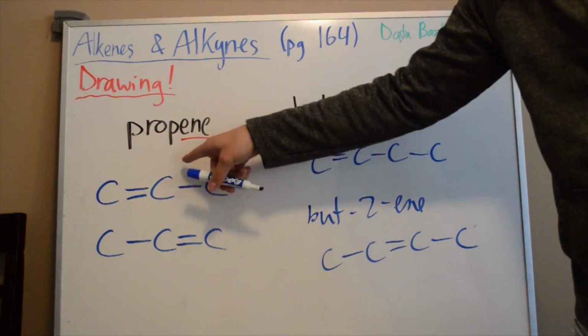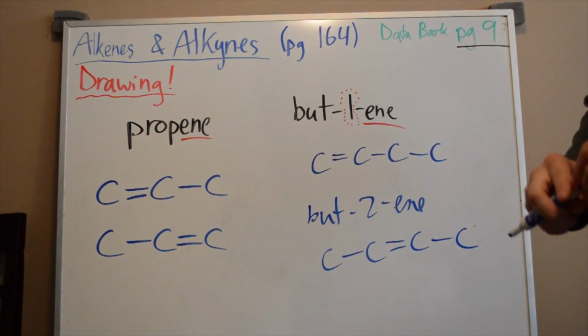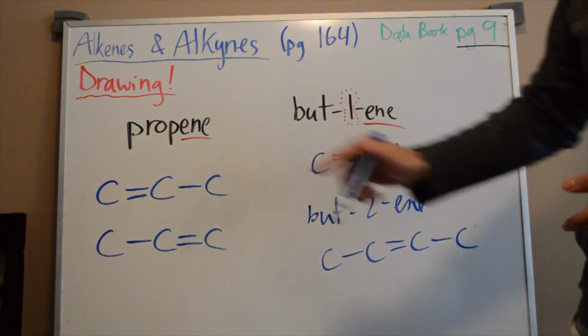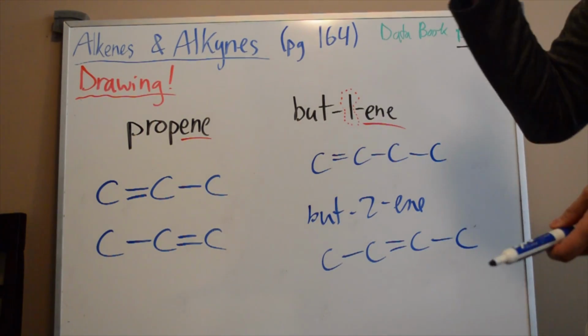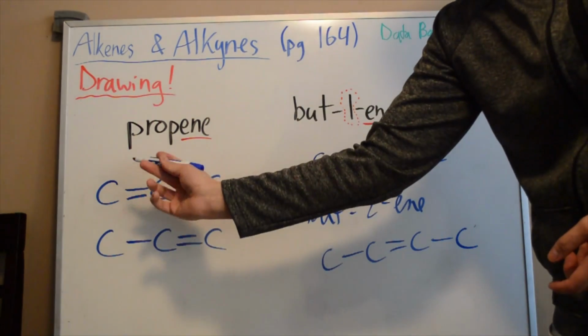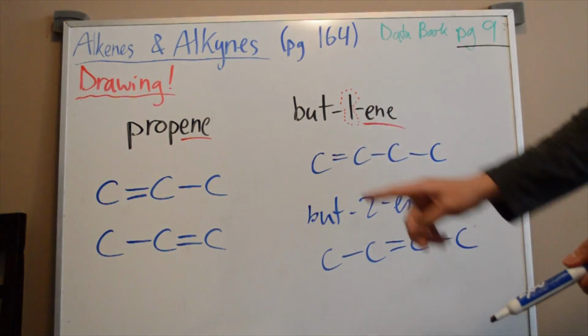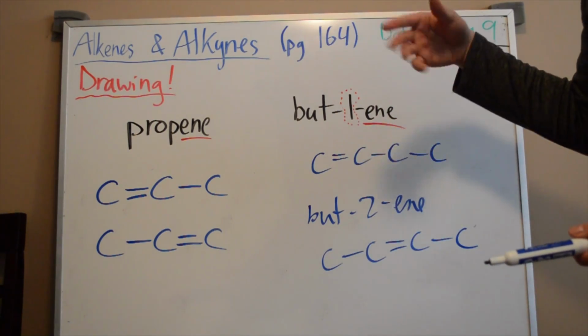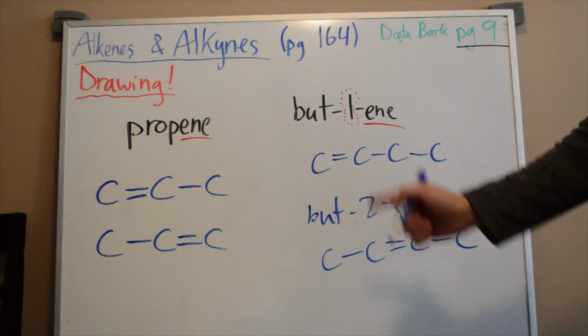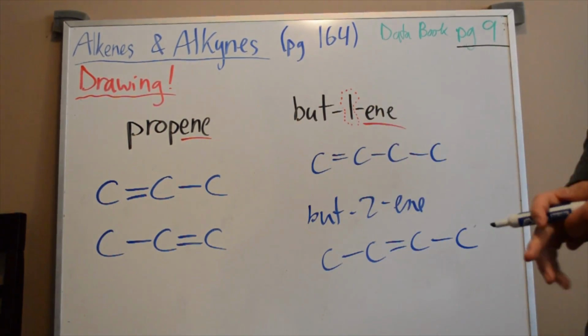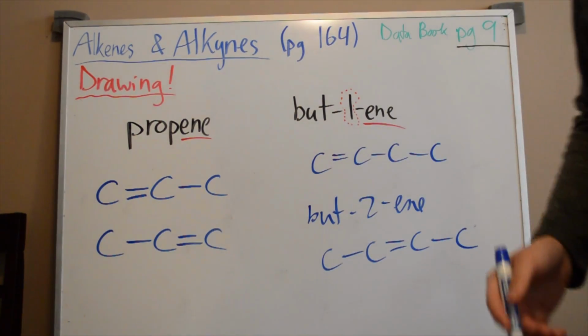So that is why propene, as well as ethene, has no number in between the first part and the second part of the name, because no matter what, it's going to be the same molecule. For butene and the other ones after that, it does matter. So that's why we need the number there. All right, now let's get into ions.